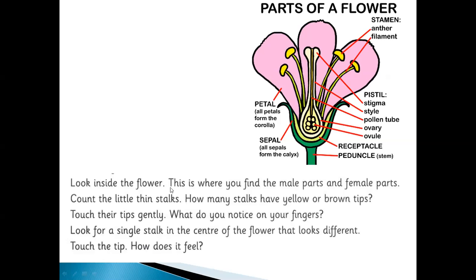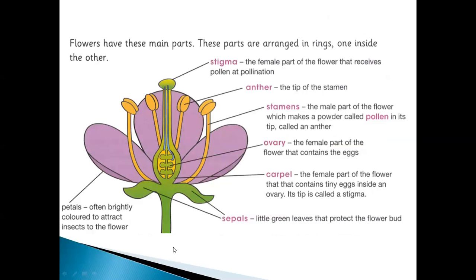So look inside the flower, where you can find male parts and female parts. Count the little thin stalks. How many stalks have yellow or brown tips? You can see in your book the flowers given. Touch their tips gently. What do you notice on your finger? Look for a single stalk in the center of the flower that looks different. Touch the tip. How does it feel? Now you can see this one flower is given in your book.